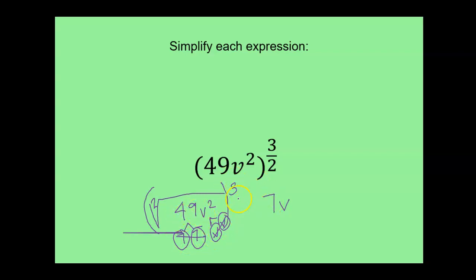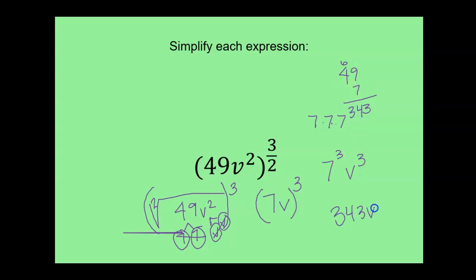And then I've got to remember that this whole thing should be raised to the third power. So 7 to the third times v to the third is going to be my answer. I can go ahead and multiply 7 to the third out. That's just 7 times 7 times 7, right? And 7 times 7 is 49. And 49 times 7 is, do it the good old-fashioned way, 7 times 4 is 28, so that would be 343. So this would be equal to 343v cubed.